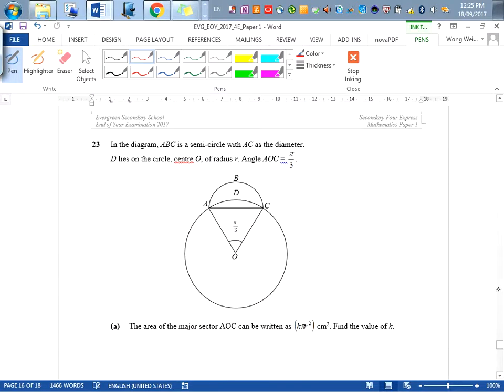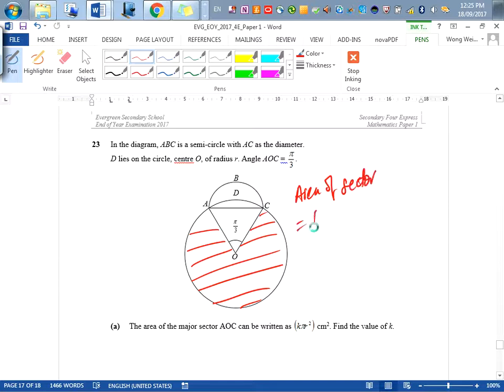2023. The area of the major sector can be written blah blah blah. Where is the major sector? This shaded region is the major sector, yes? The area for sector equals to half r squared theta, where theta is angle in radians. That's it. Regardless, major, minor, same.